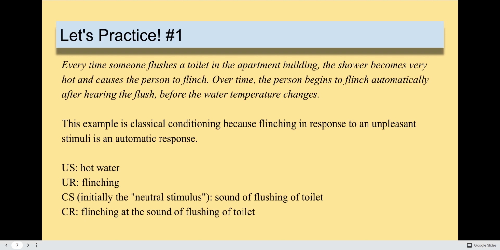Initially, there was a neutral stimulus, the sound of a flushing toilet. Yes, initially you would pay attention to it, but you wouldn't really respond to it. But since it's been paired with the hot water, you flinch at the sound of a flushing toilet.